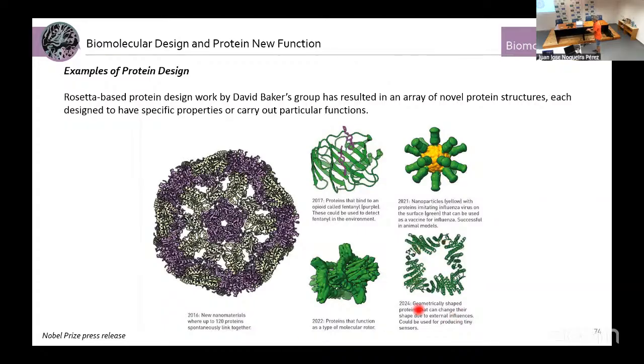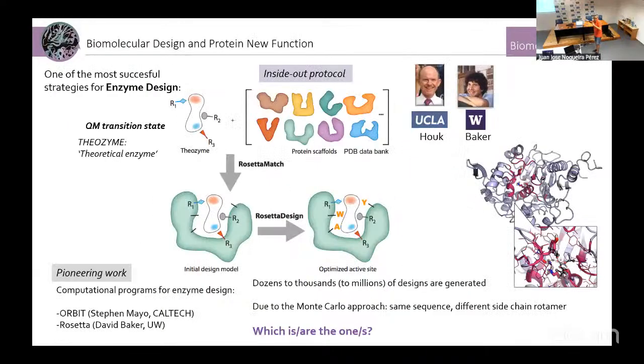Also, designing new proteins that change their structure due to external perturbations, what we have seen before. And finally, and then I'll finish with this, is one of the most challenging protein design problems, which is designing functional proteins for catalyzing chemical reactions.